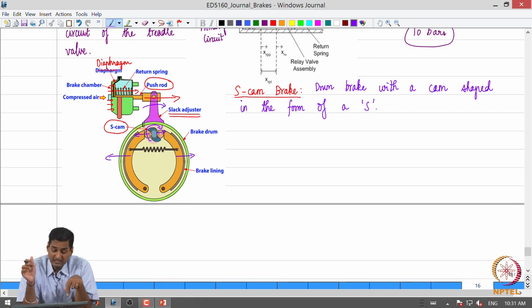Now the question arises, why such an elaborate mechanism? In a hydraulic brake system we had a wheel cylinder that applied the actuation force. The wheel cylinder was fitted in the drum brake unit, and brake fluid pressure came in and actuated the drum brake. Here, why do we have such an elaborate mechanism? There are multiple reasons for that.